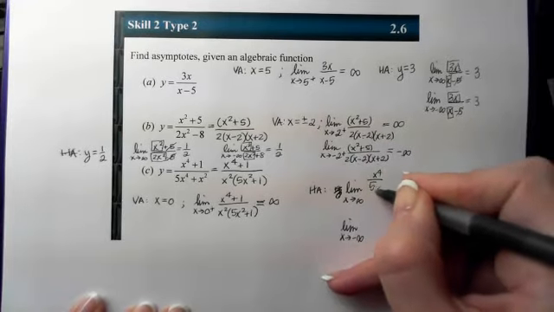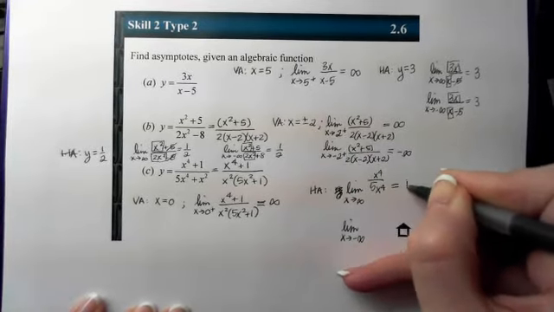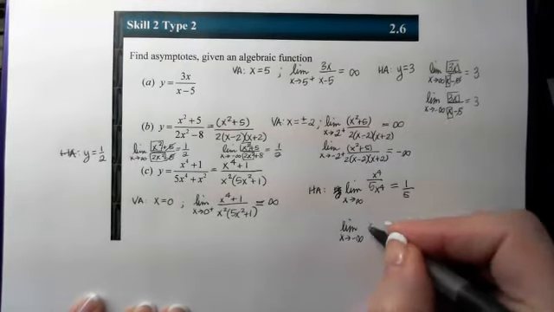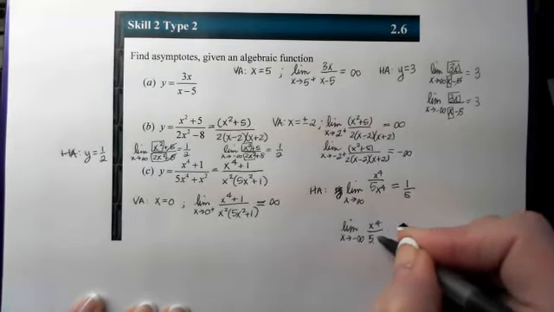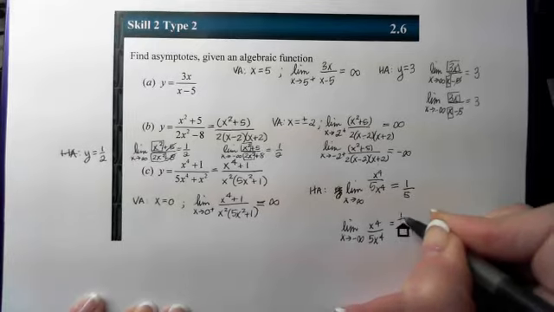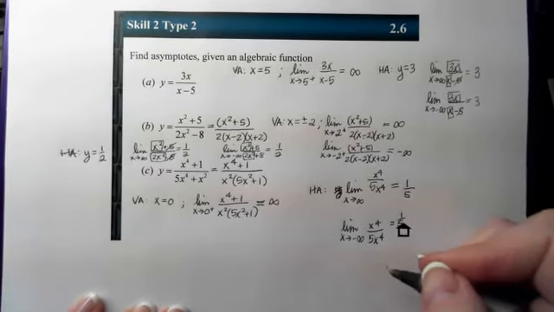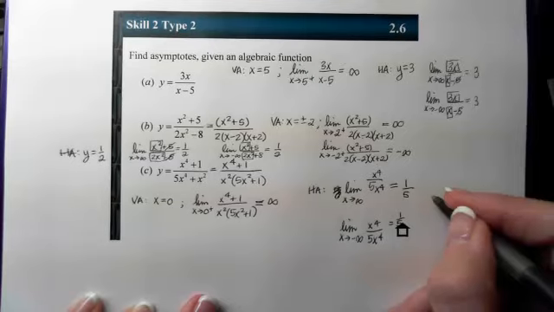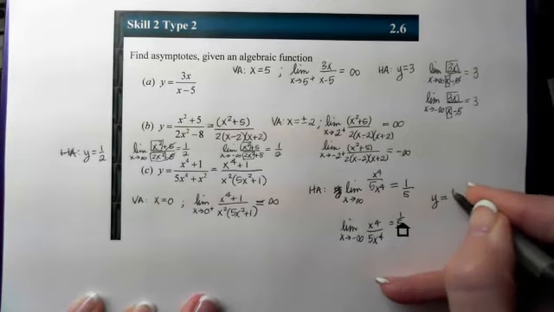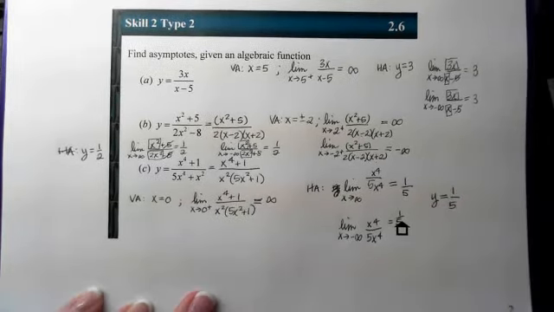So really I'm looking at x to the 4th over 5x to the 4th, which ends up reducing to 1/5. I get the same thing on the left-hand side, and because both left and right were generating the same number, I have one horizontal asymptote whose equation is y equals 1/5.